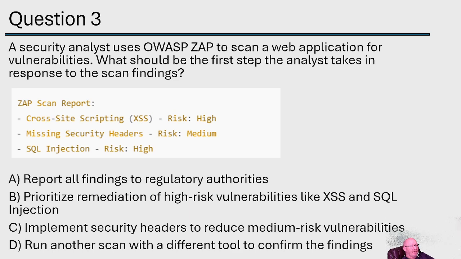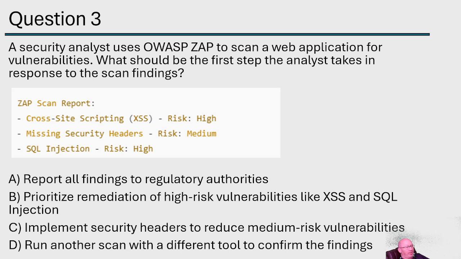Question number 3. A security analyst uses OWASP ZAP to scan a web application for security vulnerabilities. I love OWASP, by the way. It's one of my favorite tools. What should be the first step the analyst takes in response to the scan findings? What do you think? We see our ZAP scan report. We see cross-site scripting. Risk is high.